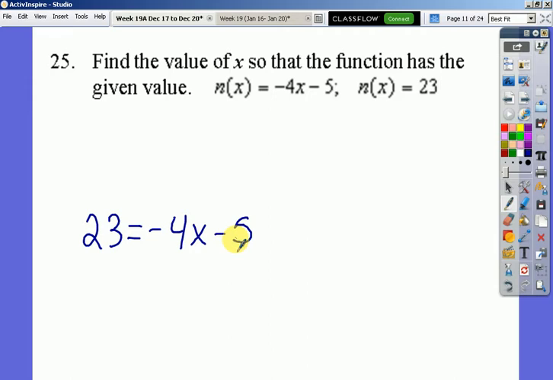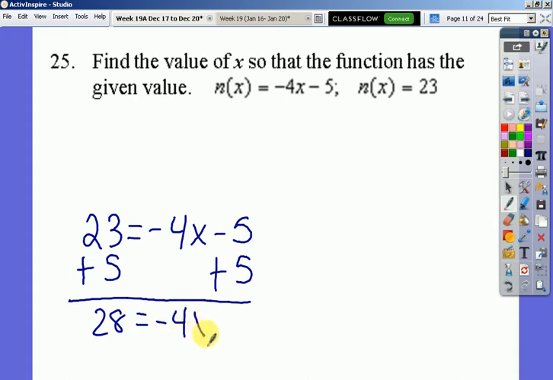Okay, the first step was it said n of x is 23, correct? Yes. So I replaced n of x with 23. Does everybody understand that? Yes. Okay, and then I'm trying to solve for x, so what do we do? Add 5. I add 5 now. So I'm going to add 5 and add 5. So I get 28 is equal to negative 4x. Now I divide by 4 and I get what for the value of x? Negative 7.